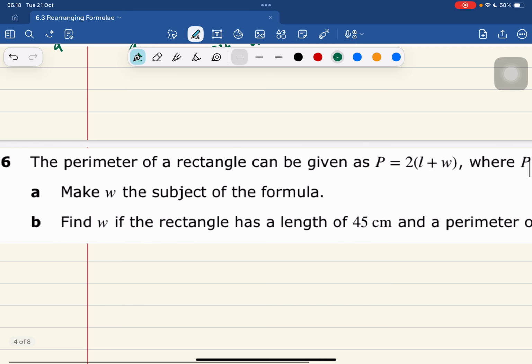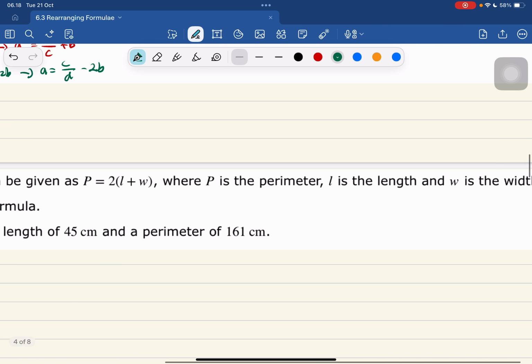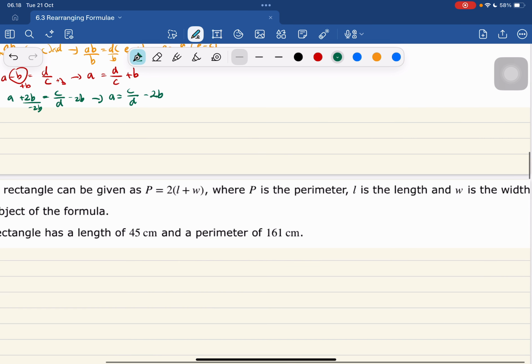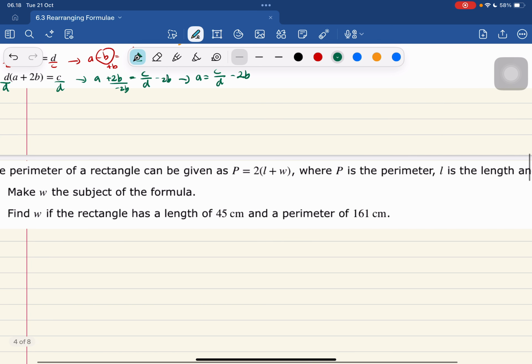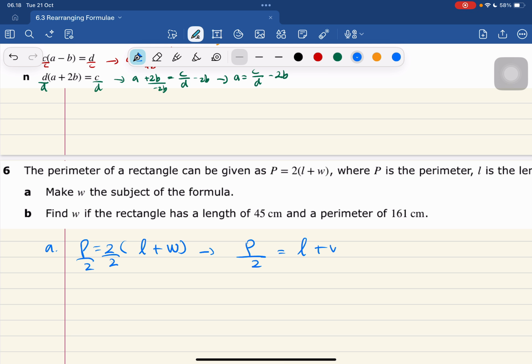Okay, the perimeter of a rectangle can be given as P, where P is perimeter, L is the length, W is width. Make W the subject of the formula. So this is for A. So P equal to 2, and then L, and then W. So get rid of 2, divide by 2. So this will give us the answer of P over 2 equal to length plus width.